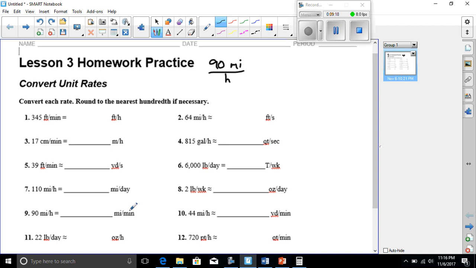And this says miles per minute. Well, we can keep miles, but we got to get rid of the hours. So how many minutes are in 1 hour? Well, let's see here. There are 60 minutes in an hour. And if I do this, that tells me I'm going to have 90 miles in 60 minutes.